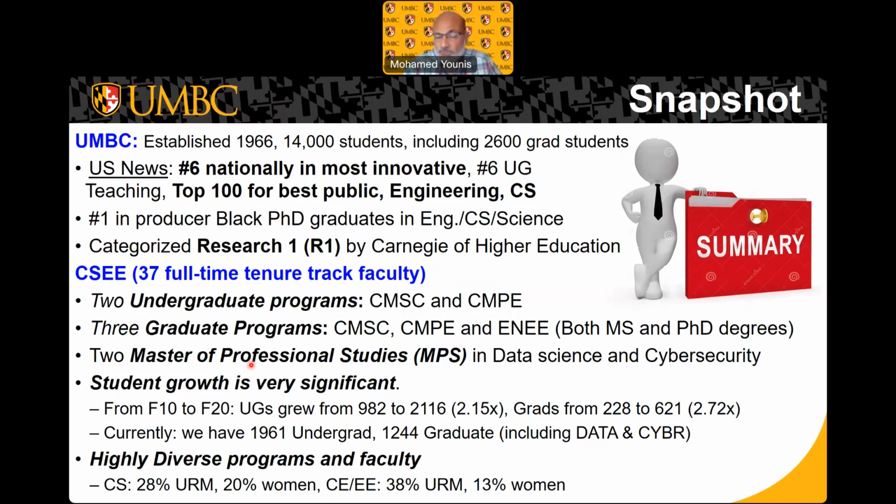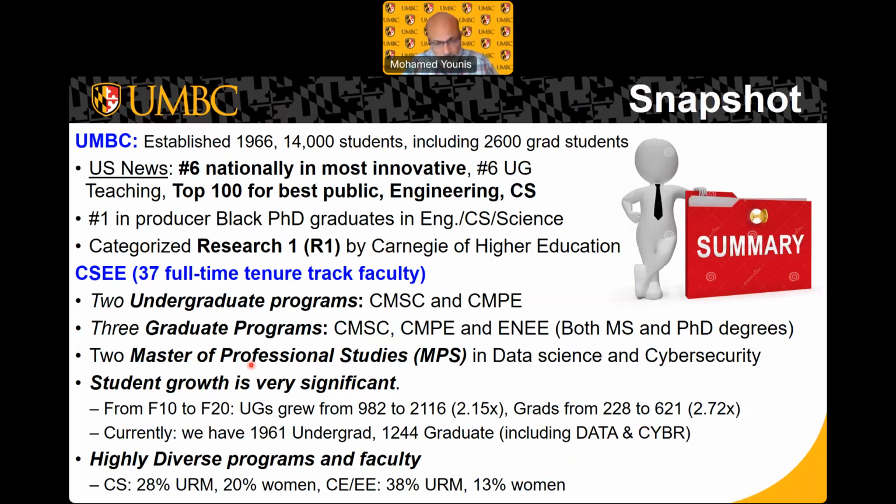From the diversity point of view, UMBC is number 1 producer of Black PhD graduates, particularly from the African American community, in computer science, engineering, and general science. UMBC is considered to be in the R1 category. This is actually a categorization by the Carnegie Foundation of Higher Education, recognizing universities that are generating PhDs at a certain rate, with additional funding and other criteria. We are proud that UMBC is in the R1 status, which is the top status from a categorization with respect to research.